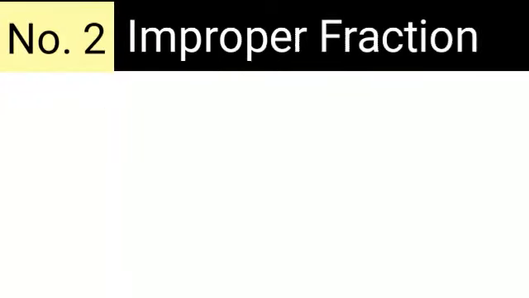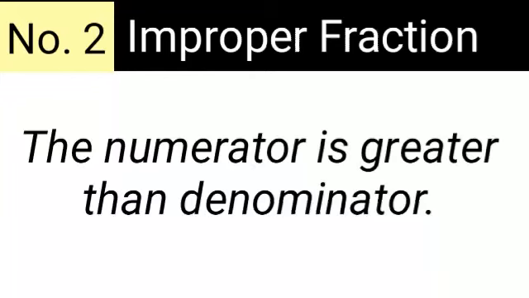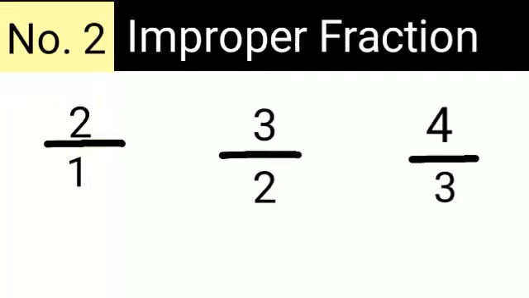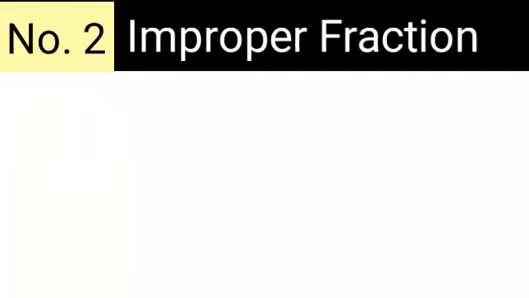Okay, so kung merong proper fraction, meron namang improper fraction. The numerator is greater than denominator. Kung ang proper fraction, ang numerator ang mas onte sa denominator, ang improper fraction naman, ang numerator ay ang mas mataas sa denominator. So, ang example nito ay 2 over 1, 3 over 2, at 4 over 3.